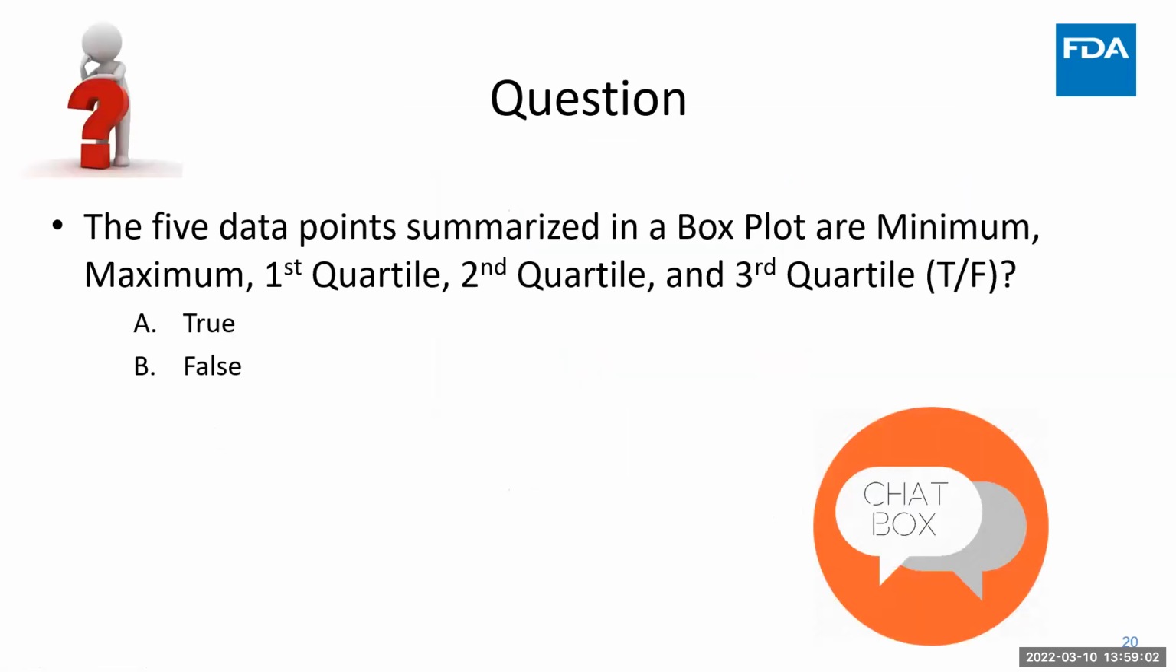All right, let's move to a question. This is a little tricky. The five data points summarized in a box plot are minimum, maximum, first quartile, second quartile, and third quartile. True or false?